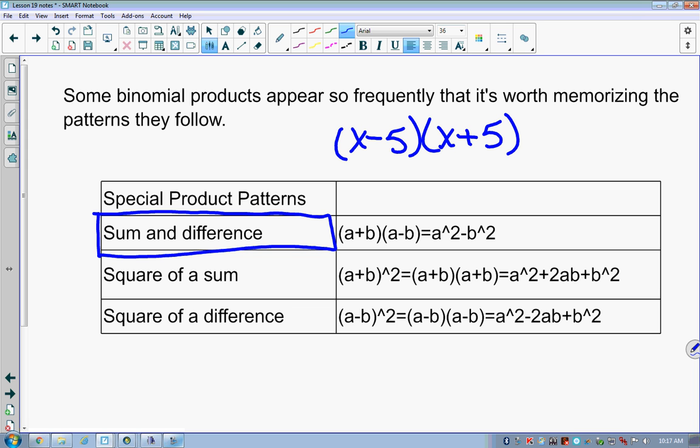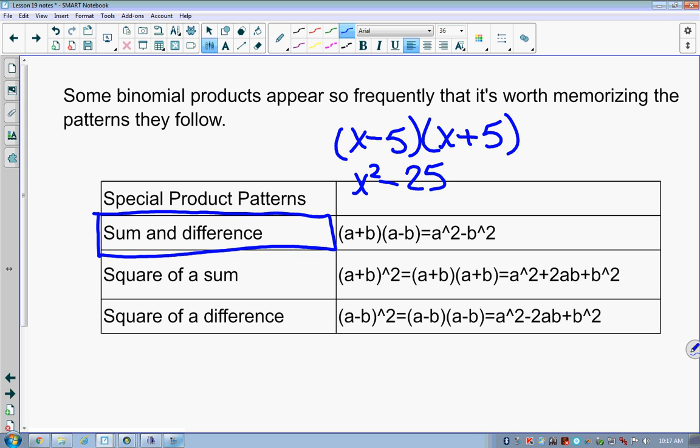When that happens, the middle two terms, the outer and inner, are always the opposite of each other, so they cancel out. So if I see a sum difference, I don't have to do the outer and inner. I just do first and last. So I just do x times x, which is x squared, and my last, negative 5 and positive 5, which in this case is negative 25. I don't have to do negative 5x and positive 5x. Does that make sense? Because the negative 5x and the positive 5x are always going to cancel. So do we understand sum difference? Okay?